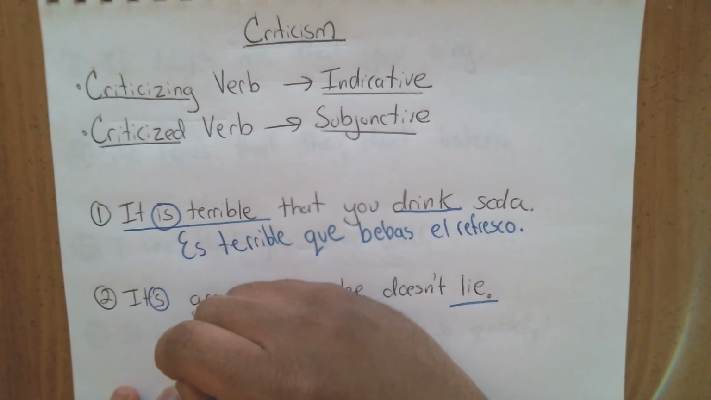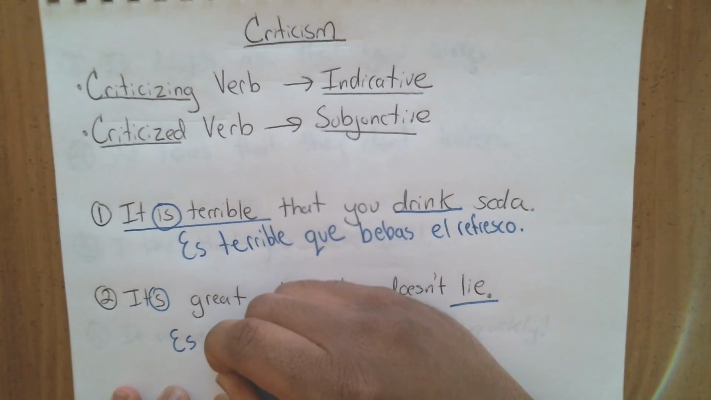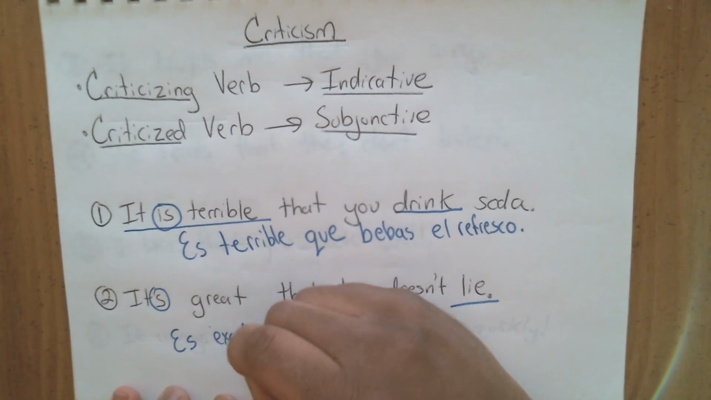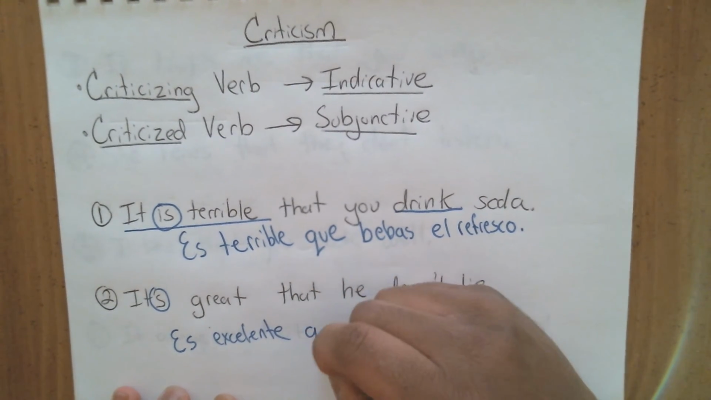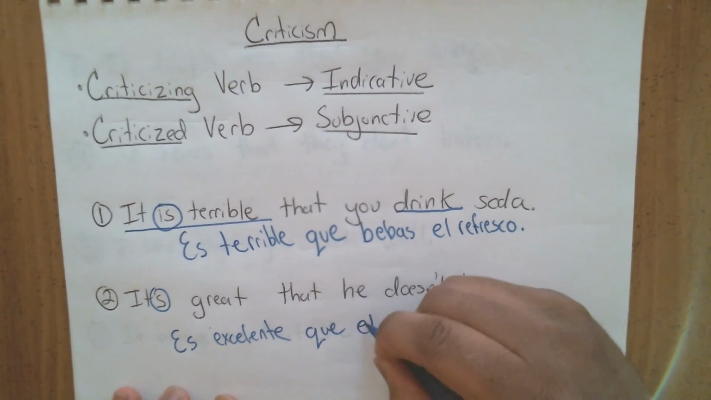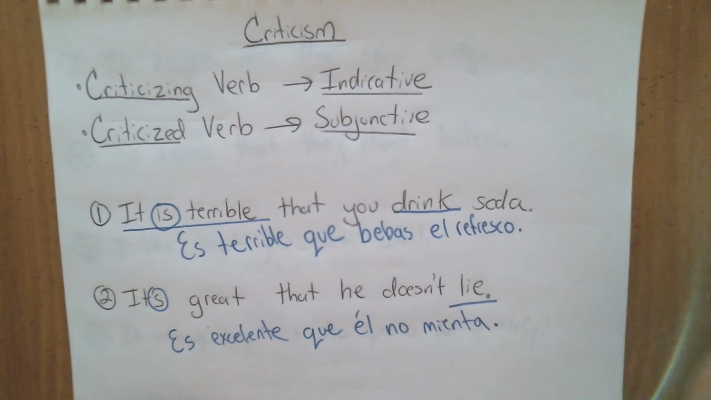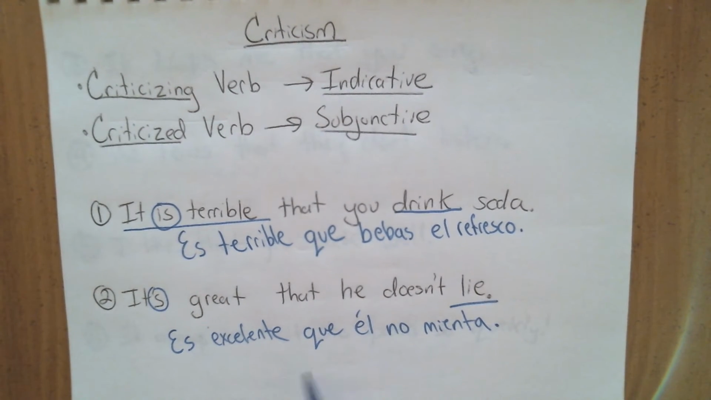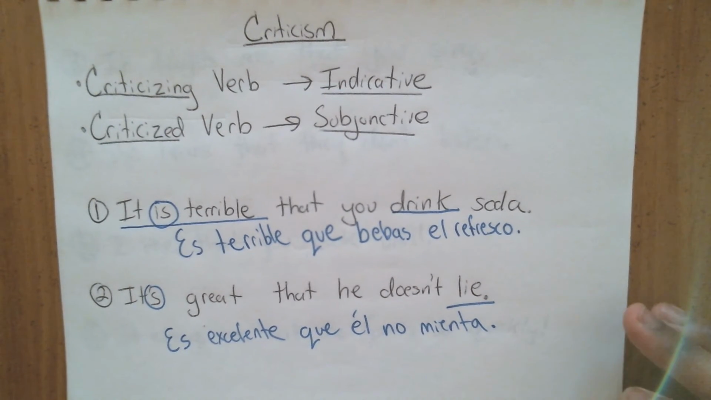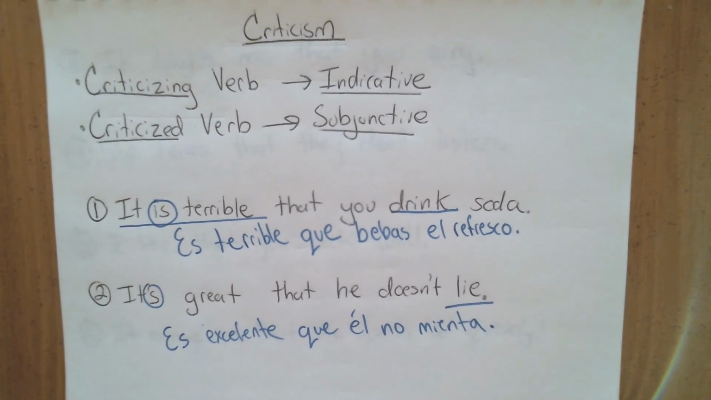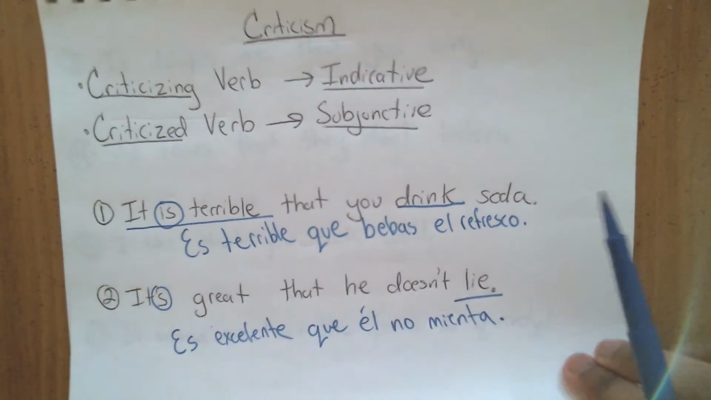So it would just be es excelente que él no mienta. Okay, coming from the verb mentir, to lie. It's great that he doesn't lie, or it's excellent that he doesn't lie. You could just say es bueno que. I just chose to be cool and put excelente there. But you get the idea. It's good that he doesn't lie. This is a positive criticism, but still, the verb that's being criticized is going to go in the subjunctive.